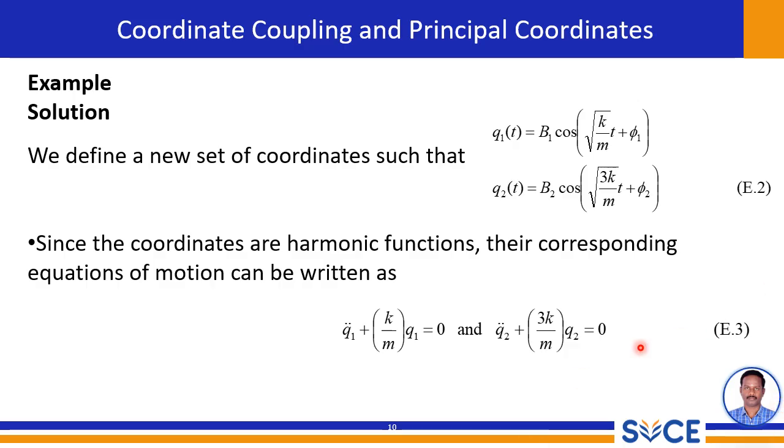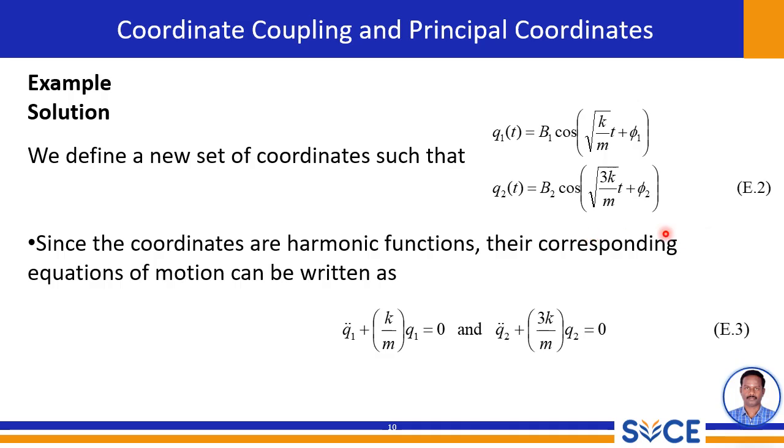We have been working on finding the principal coordinates of the given spring mass system. Now let's see what to do. We start by defining the new set of coordinates, that is q1 of t and q2 of t. These are a set of new principal coordinates. They are chosen in such a way that they represent the independent modes of vibration of our system.